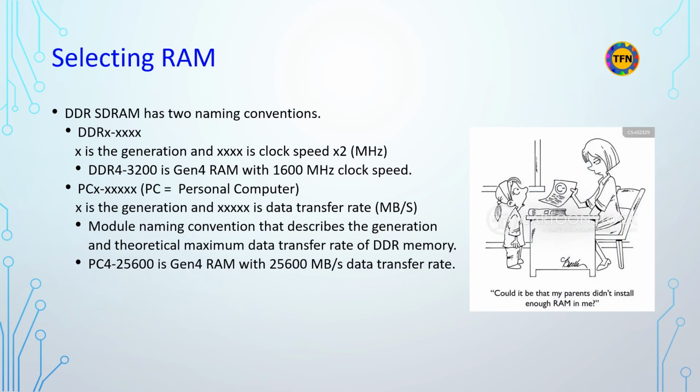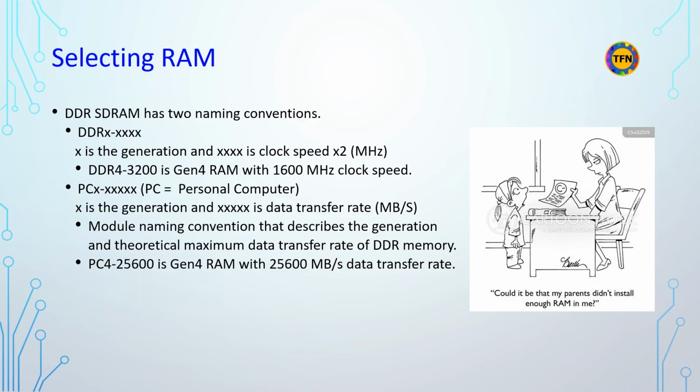DDR SDRAM has two module naming conventions. First format is DDRX followed by clock speed in megahertz multiplied by 2, where X is the generation. It describes technology, generation, and number of data transfers each second. For an example, DDR4-3200 is DDR Gen 4 RAM with data transfer rate 3,200 million transfers per second.